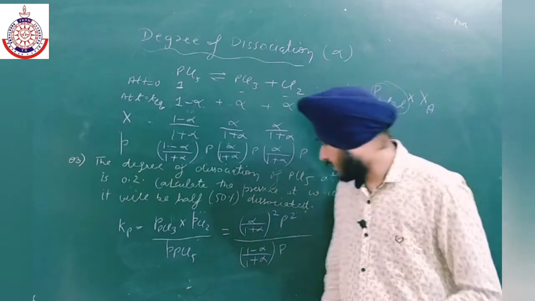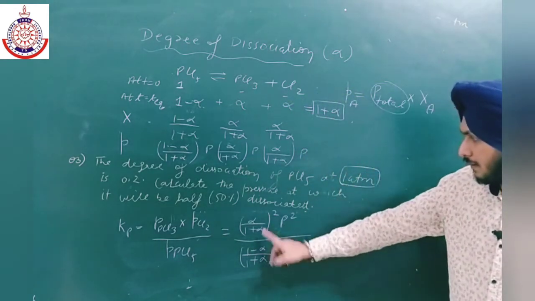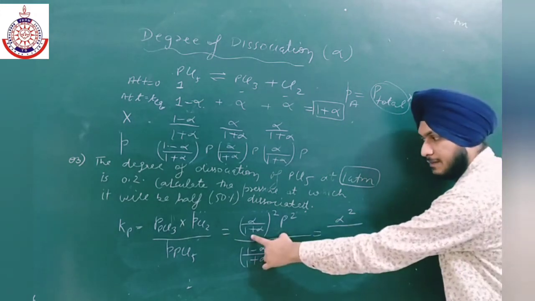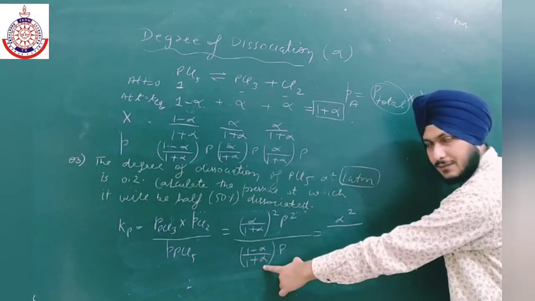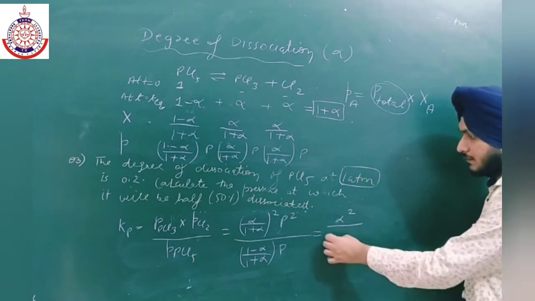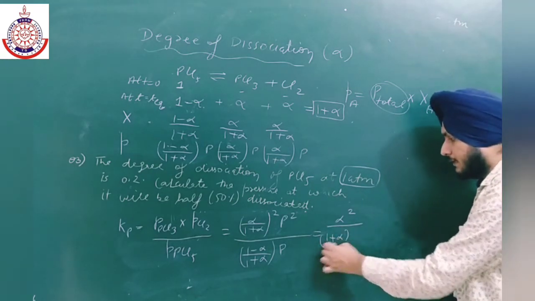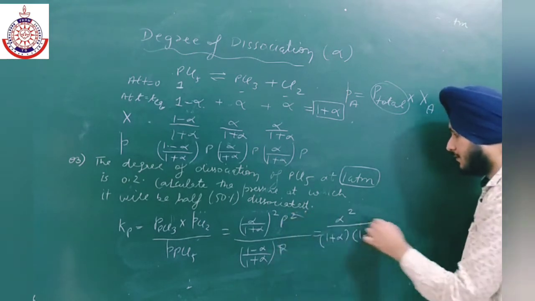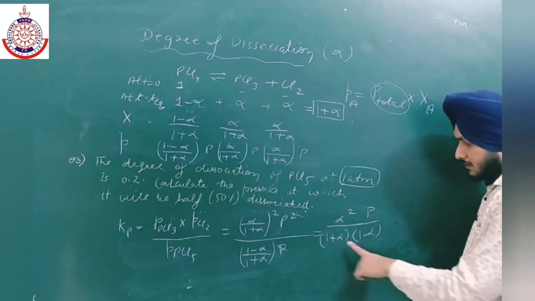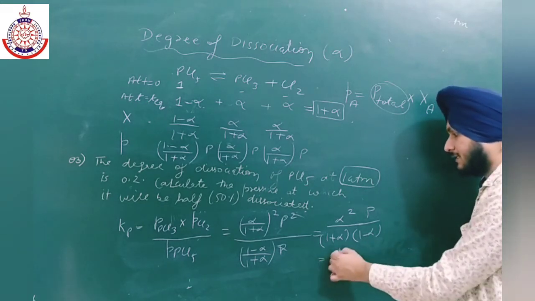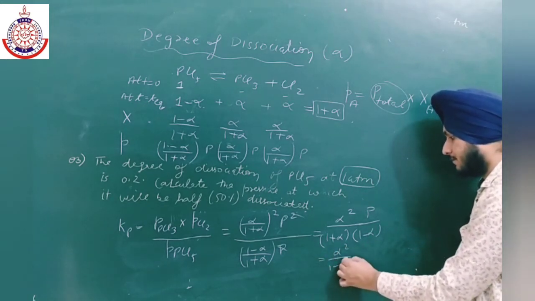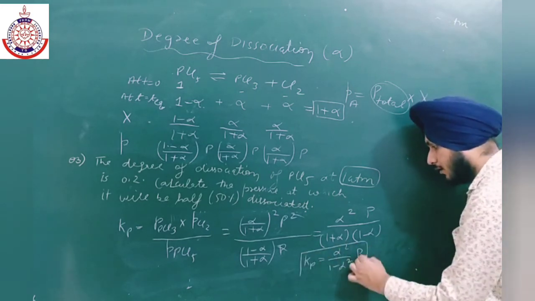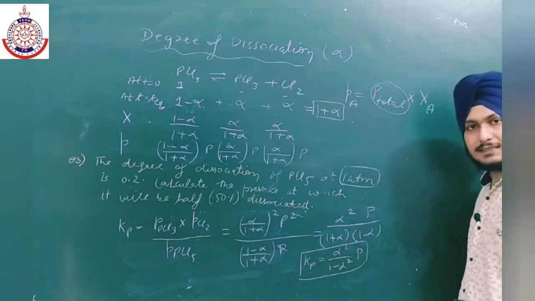So after solving we will get alpha square upon 1 plus alpha whole square, and it will cancel with 1 plus alpha, and we are left with only 1 plus alpha in the denominator along with 1 minus alpha, and P cancels with P and we are left with P. So (a plus b) into (a minus b) is a square minus b square. So this is the value for Kp.